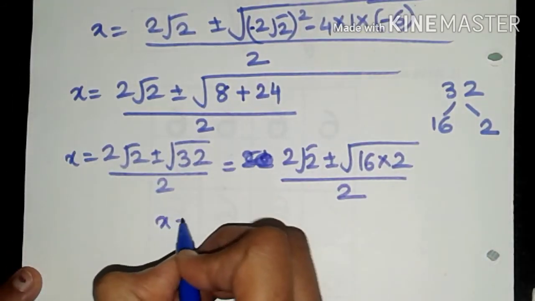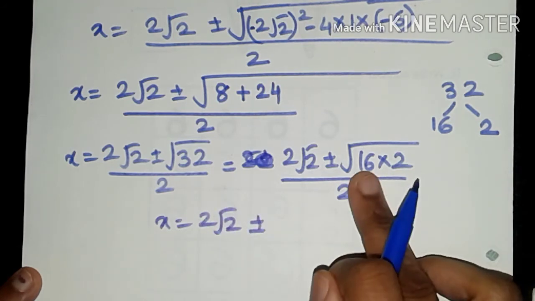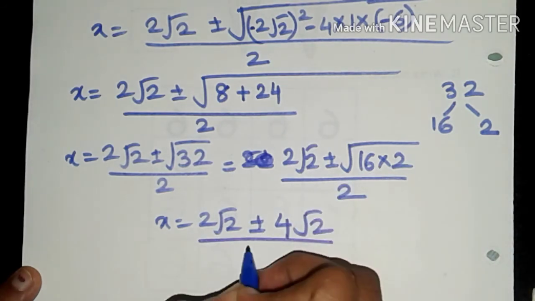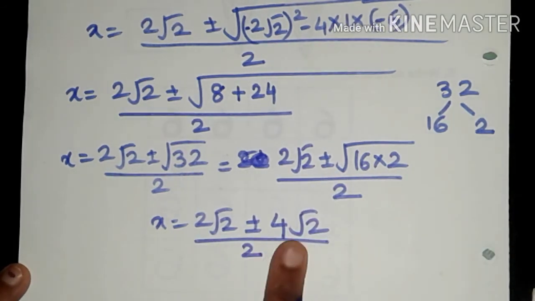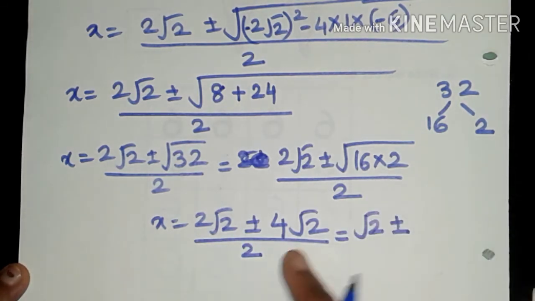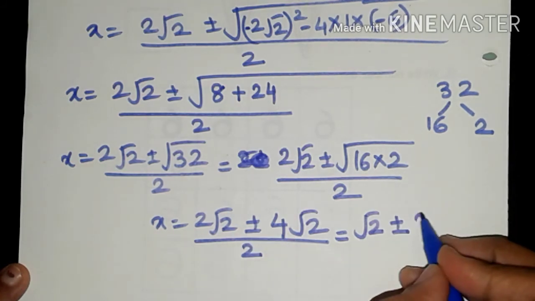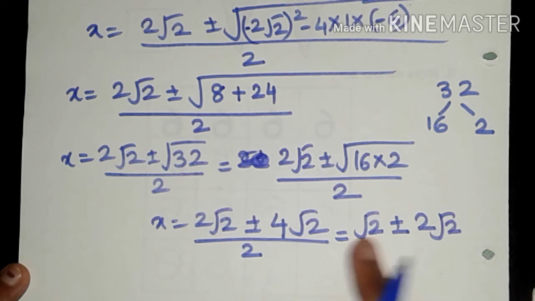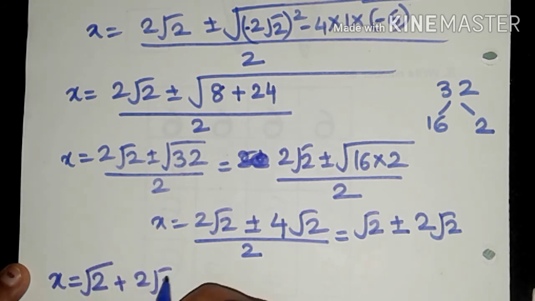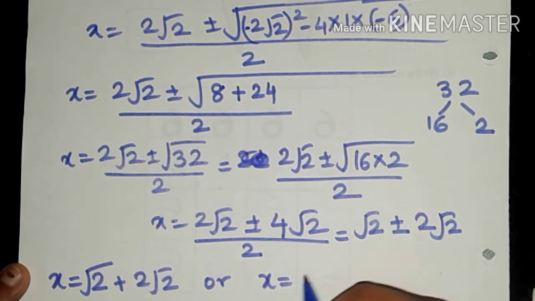Now what do we do? What is square root of 16? 4. What is square root of 2? It will be root 2 only, upon 2. So what happens now? I can take 2 common, is it not? So I will get root 2 plus or minus this 4. If I take 2 common out, I will be left with 2 root 2. Denominator will be 1 because this 2 gets cancelled. So my value of x is root 2 plus 2 root 2, or x is root 2 minus 2 root 2. These are the two values of x.